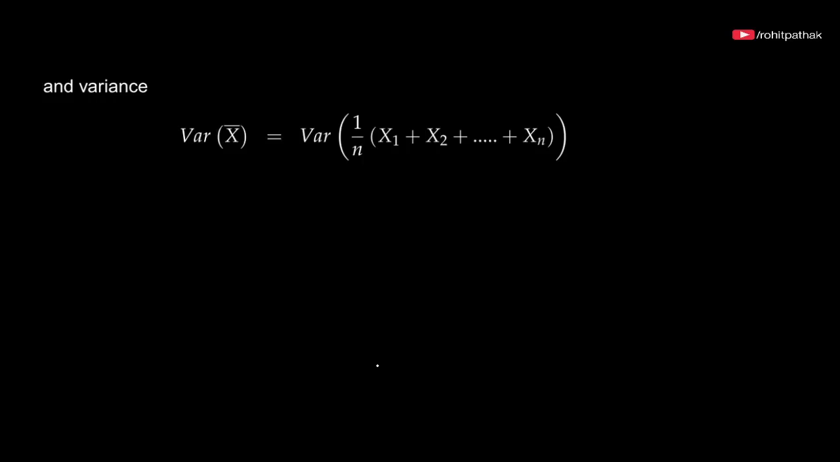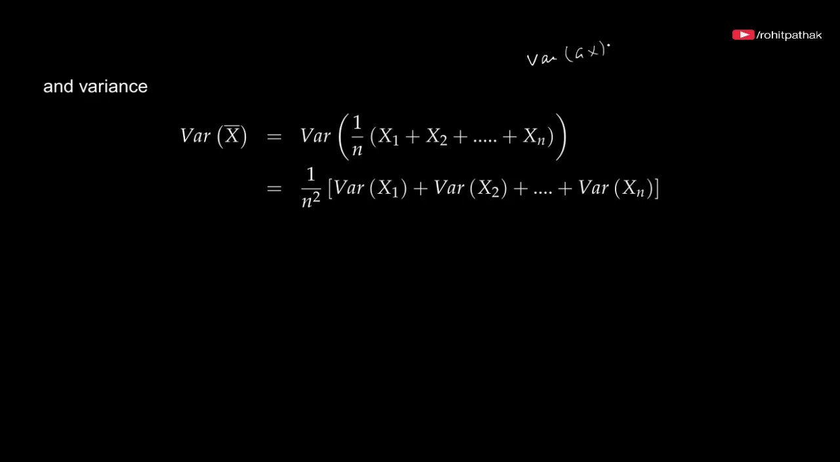Now what about the variance of x bar? The variance of x bar is equal to the variance of 1 by n into x1 plus x2 up to xn. Using the formula for variance, variance of a into x is a square into variance of x, we get the variance of the expression as 1 by n square into variance of x1 plus variance of x2 up to variance of xn, and each variance is equal to sigma square, because variance of x1 is sigma square, variance of x2 is sigma square, and so on. So variance of x bar comes out as sigma square by n.